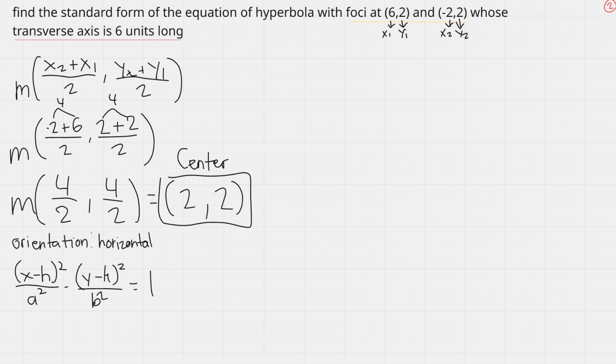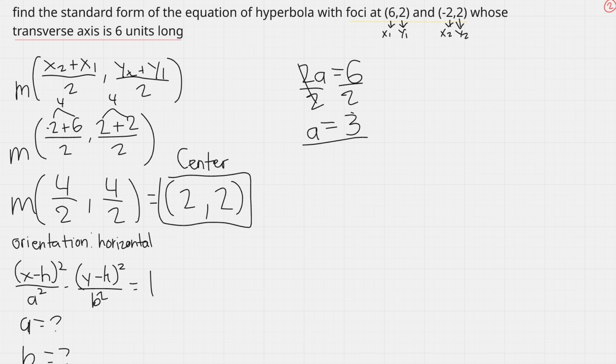Now we have the center, that is our h and k, but we still don't have our a and b. So to get our a, we have the transverse axis, which is 6 units. We just need to equate that transverse axis to 2a. We have 6, we divide all terms by 2. Our a, 6 divided by 2, will give us 3. This is our a.